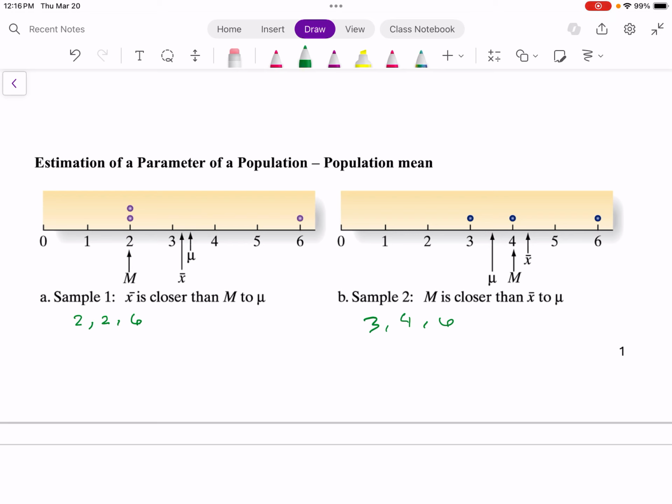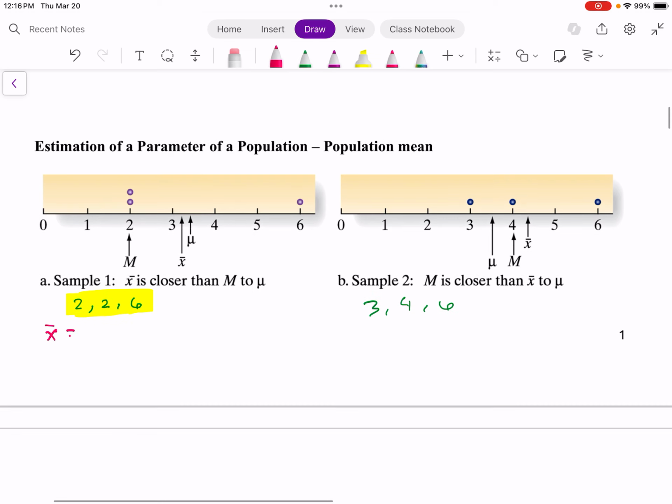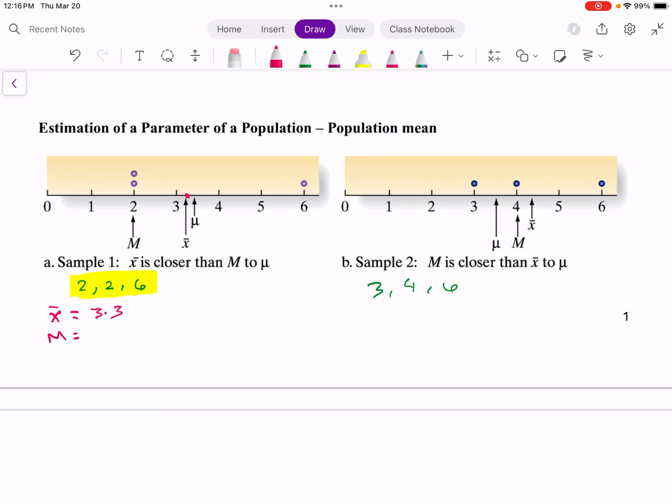Now for each sample, we have two samples. For sample 1, we find the mean. How do we find the mean? We add all and divide by 3, right? So 2 plus 2 is 4, plus 6 is 10. 10 divided by 3 is 3.3. So our mean is somewhere here. We find the median for this sample, and our median is 2, right? Do you all agree with this? And our median is here.